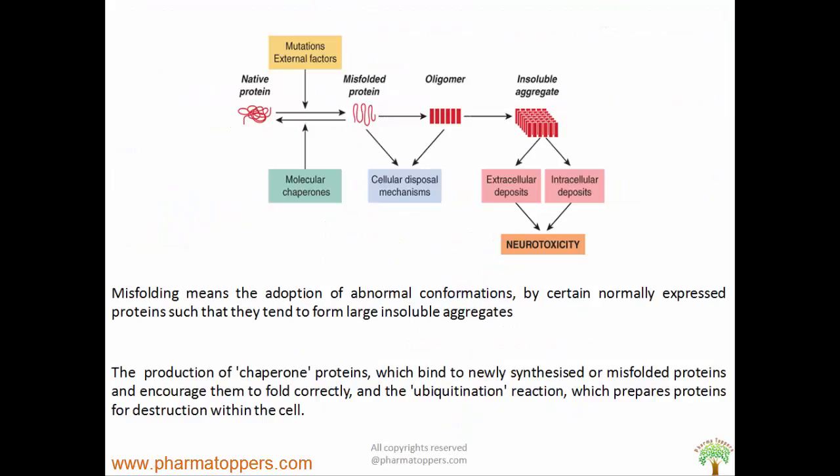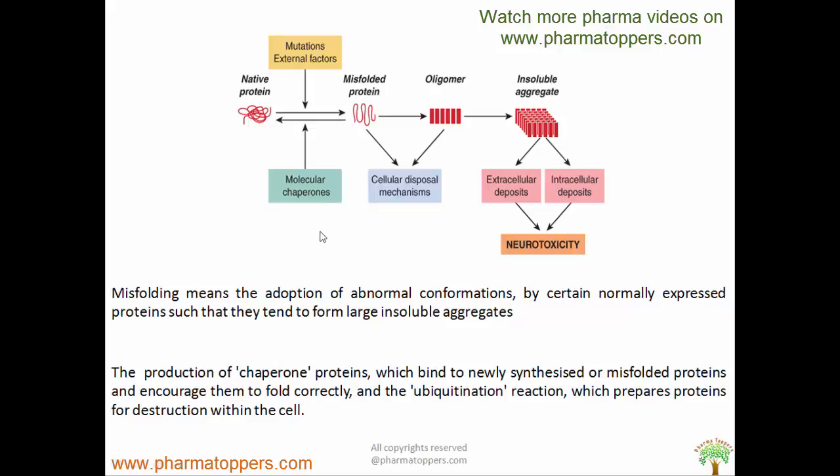So here you could see, friends, about the protein misfolding. The native protein which is misfolded forms oligomers and thereby insoluble aggregates. Thus it is deposited both intracellularly and extracellularly, causing neurotoxicity. The responsible factor here is mutations or external factors. So chaperones play a major role in this, preventing the misfolding of the protein by utilizing ATP, by conversion of ATP into ADP and inorganic phosphate.